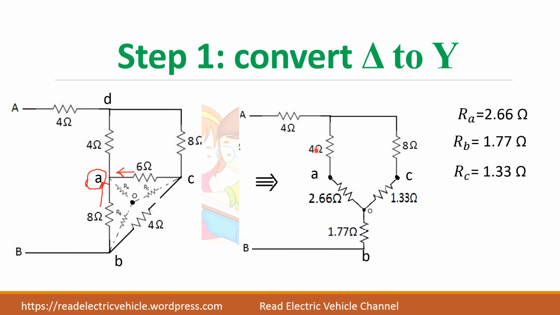Now you can see this 4 and 2.6 are in series, 8 and 1.3 are in series, and this parallel combination is in series with 1.77 ohms. So if you don't label it, you may change and write the answers. So instead of 2.66 here, you might write 1.77 and it will lead to a wrong answer. That is why I am telling again and again, always label it so that you can easily identify the values.